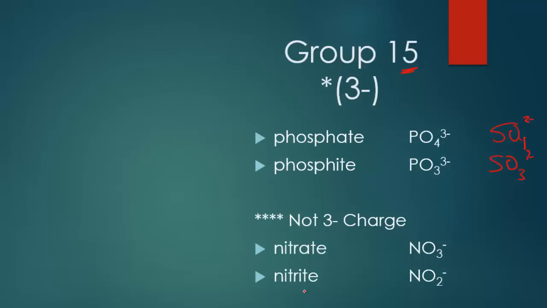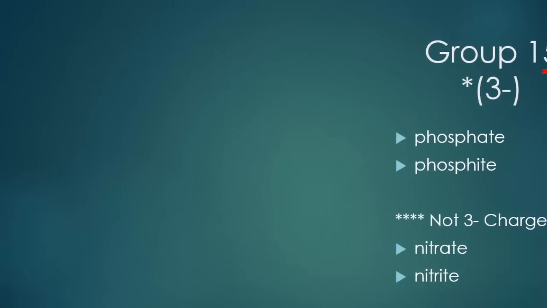Now, once you put an asterisk by this, it's not a 3 minus charge. Nitrate and nitrite: nitrogen is in group 15, but they don't follow this trend. Nitrate ends up being NO3 with just a minus 1 charge, and nitrite has NO2 with a minus 1 charge. Then notice how we reduced the 4 and 3 oxygens at phosphate and phosphite to now 3 and 2 for nitrogen, NO3 and NO2 minus. Okay. Slide over yet again to group 14.